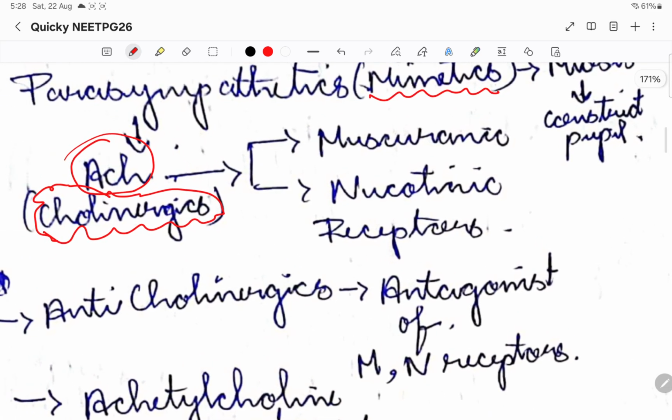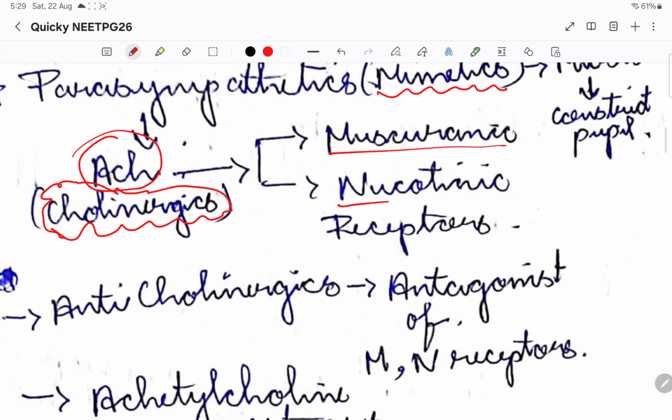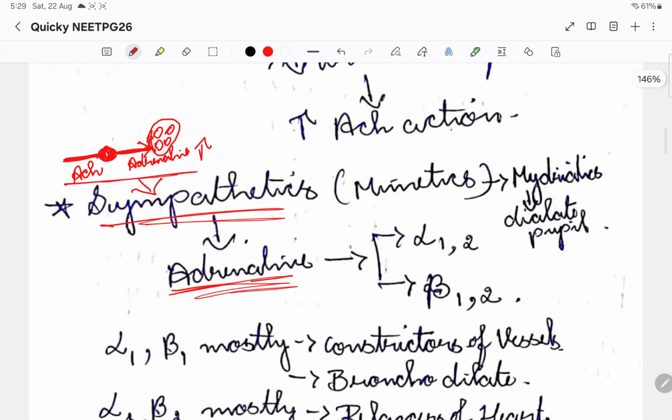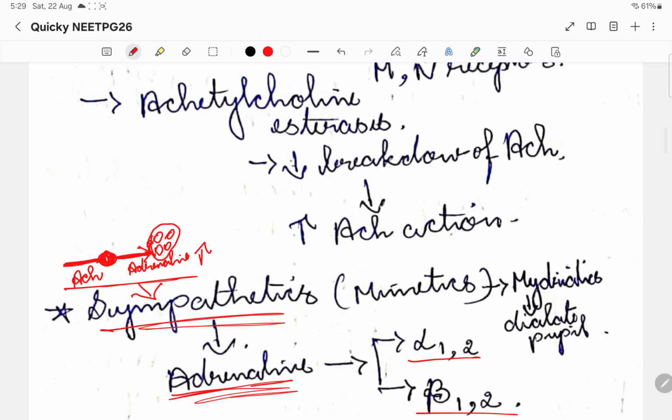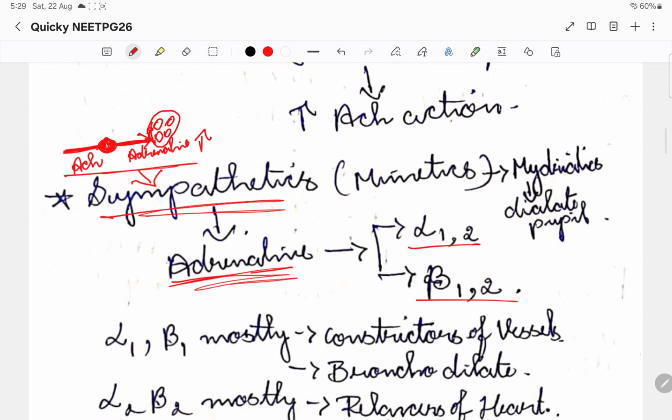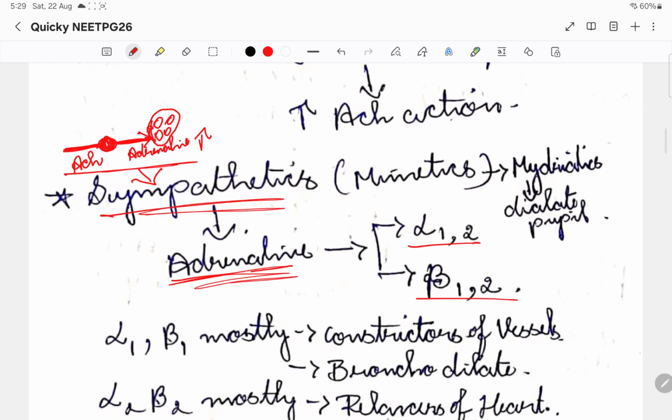Now let us see what the receptors for these neurotransmitters are. For parasympathetics, the two main receptors are muscarinic receptors and nicotinic receptors, whereas for sympathetics it is going to be alpha and beta receptors. So you got it right: for parasympathetic it is M and N, that is muscarinic and nicotinic, whereas for sympathetic it is alpha and beta receptors.